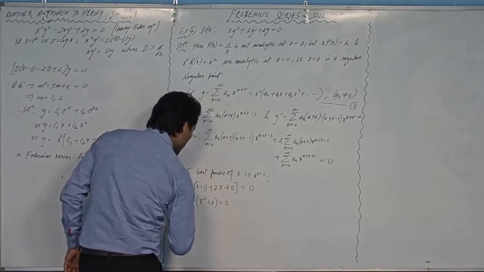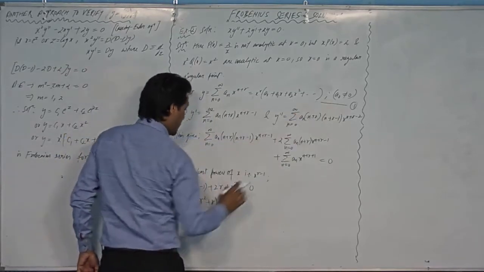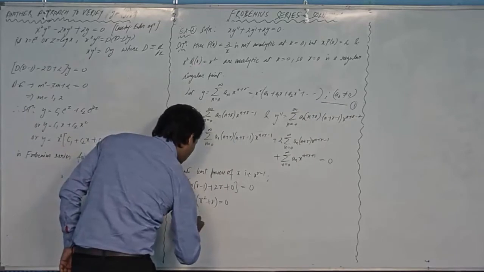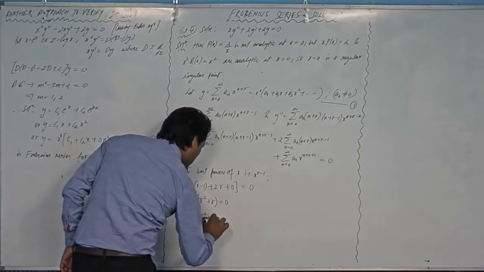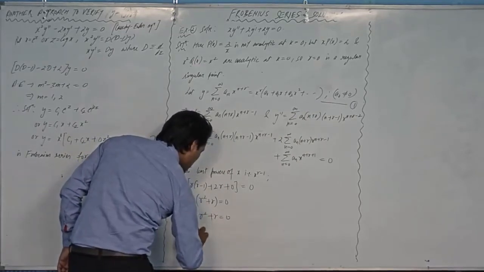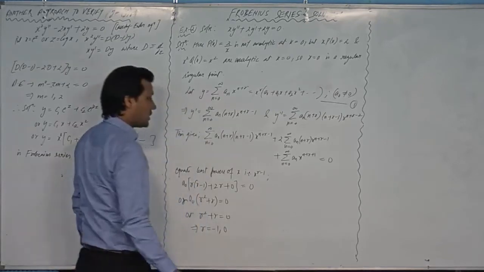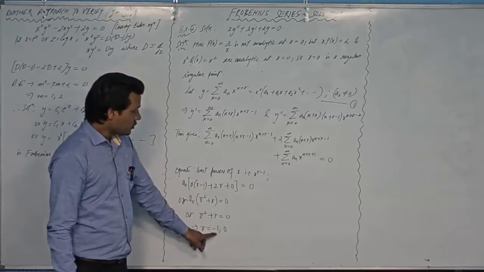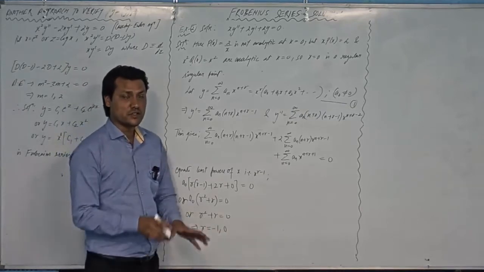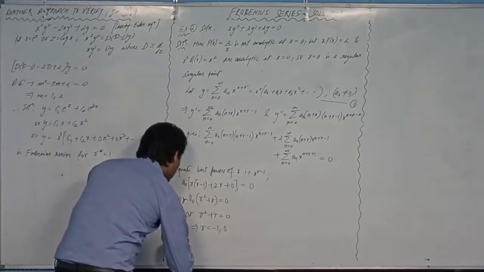And you know that this a_0 is not equal to 0. So this has to be 0. r square plus r equal to 0. This is your indicial equation. And on solving it, you will get minus 1 and 0. Right? So you can see that the roots are distinct, but they are differing by an integer. So we have to go to case number 3.